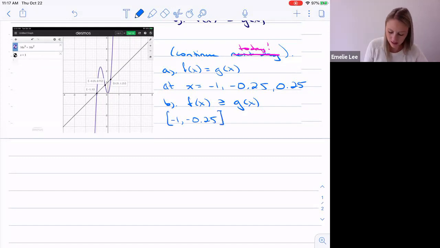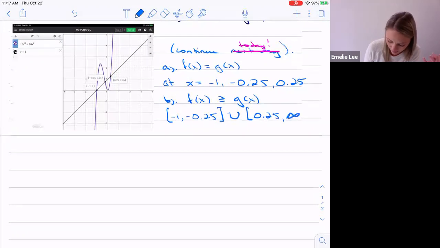From -1 to -0.25, union, because then it takes a break and is less than the straight line, and then it picks right back up at positive 0.25. And again, it's including 0.25, so square bracket 0.25 up to positive infinity. Infinity is not a number, so we always put a round bracket around positive or negative infinity. Okay, great.